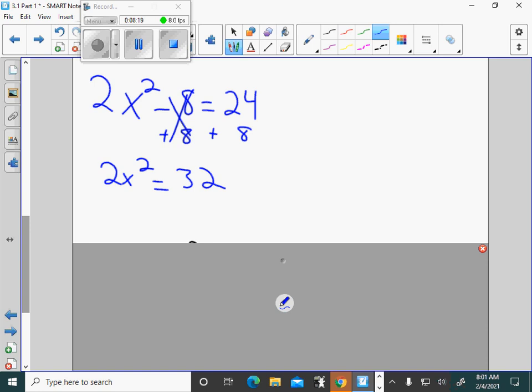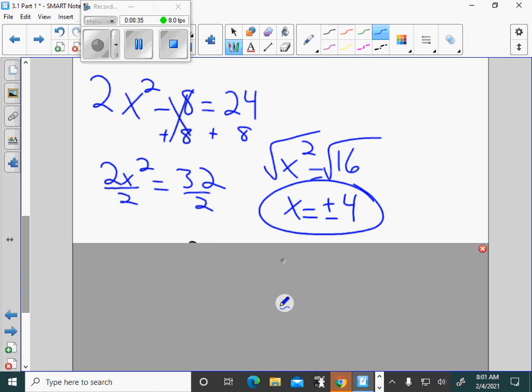Now we want to get x squared by itself. We want to get rid of that 2, so we're going to divide by 2. We're left with x squared is equal to 16. And there we're going to take the square root. So we're just breaking these down. X is equal to positive or negative 4.